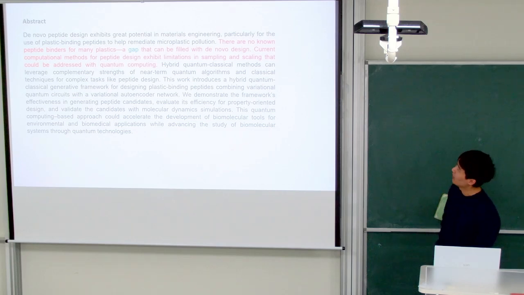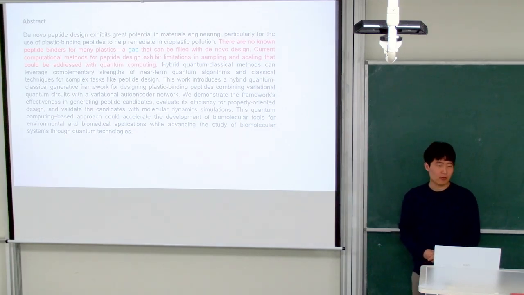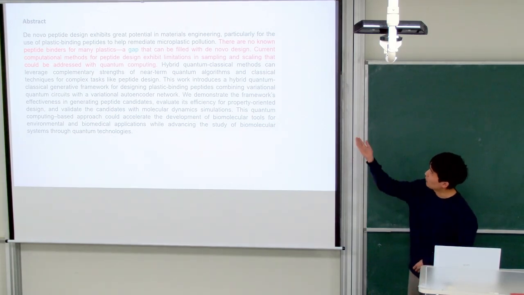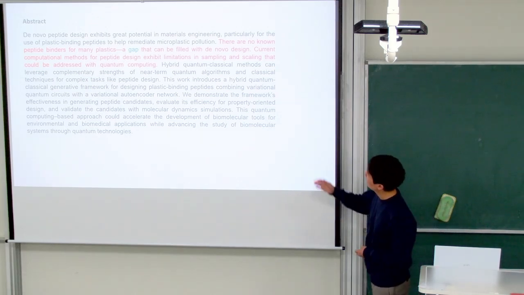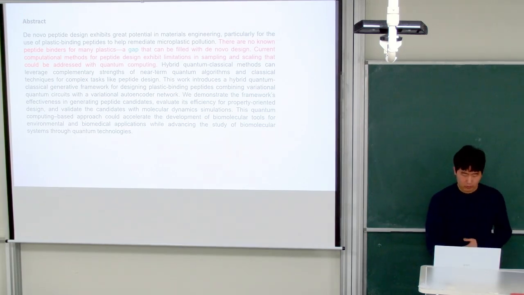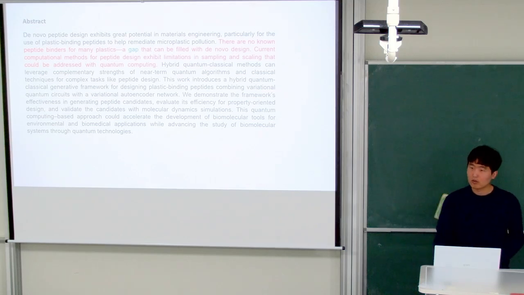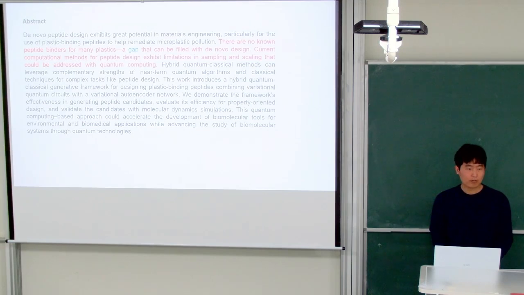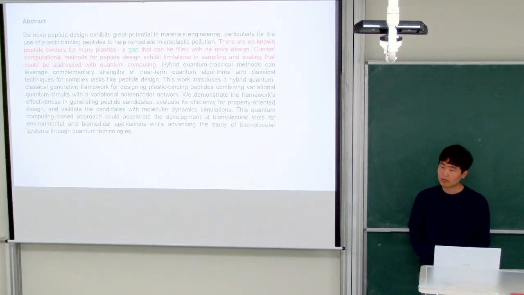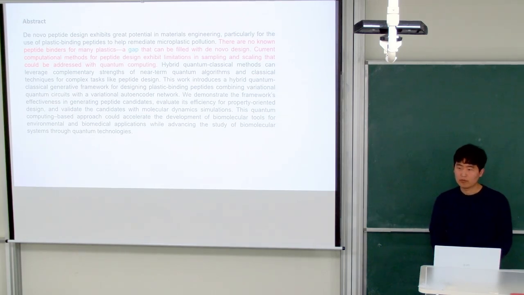Good. So de novo means from the beginning. They want to design some peptide to protect against some pollution thing. They try to use a hybrid quantum classical method. De novo design of peptides is very challenging. Only a couple of labs in the world can do it. De novo means from nothing. You use just computer simulation to design something without any experimental data. That's very challenging.